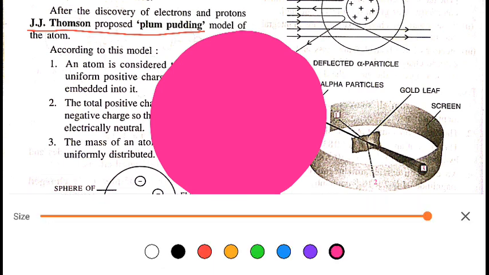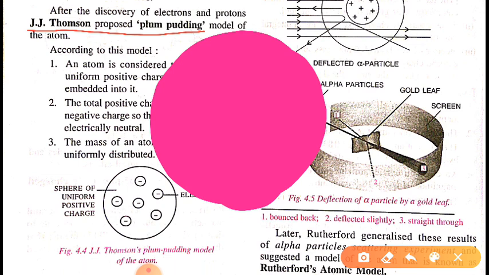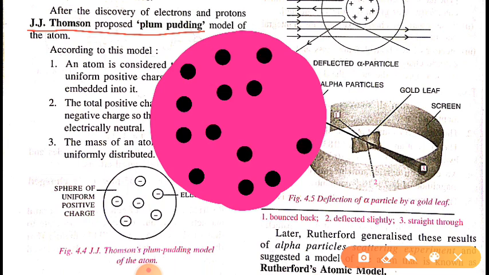So he told that if you take the example of watermelon, the reddest part is the proton, and the seeds which are embedded in it are the electrons. Okay, what he told is that it's exactly the same. The reddest part of the watermelon is the proton, and the seed which is present in the watermelon is called the electron.